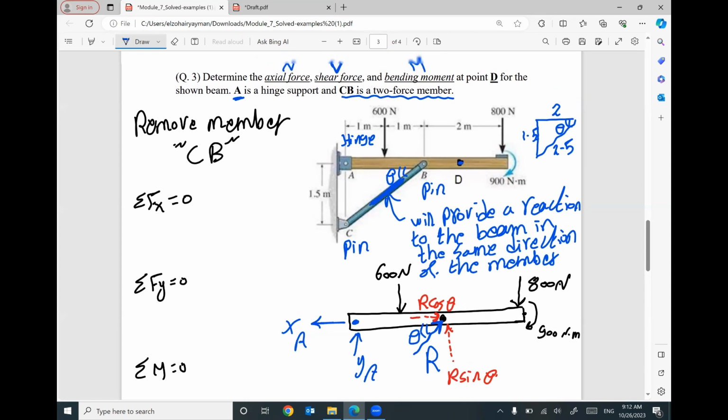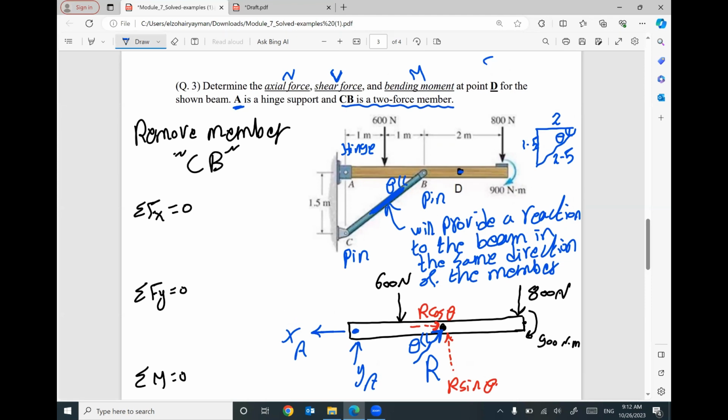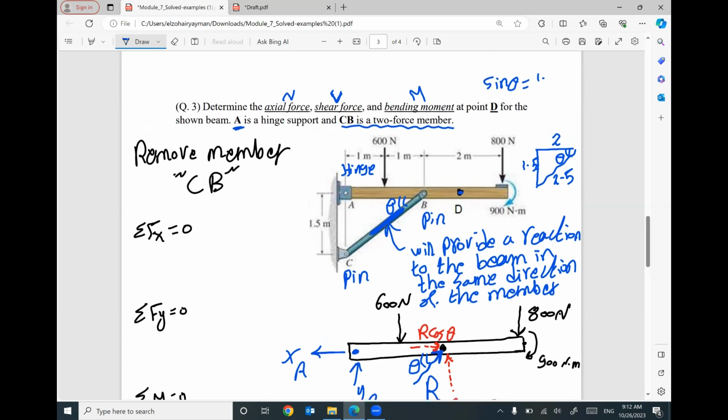So I can say sine theta will be 1.5 divided by 2.5. Cosine theta will be 2 divided by 2.5. That makes sense? Just to give you a hint.